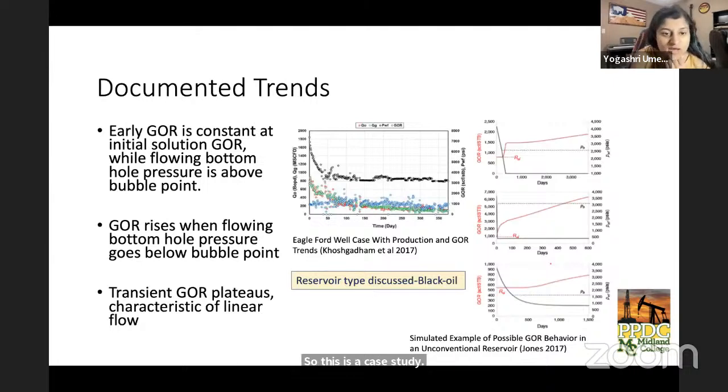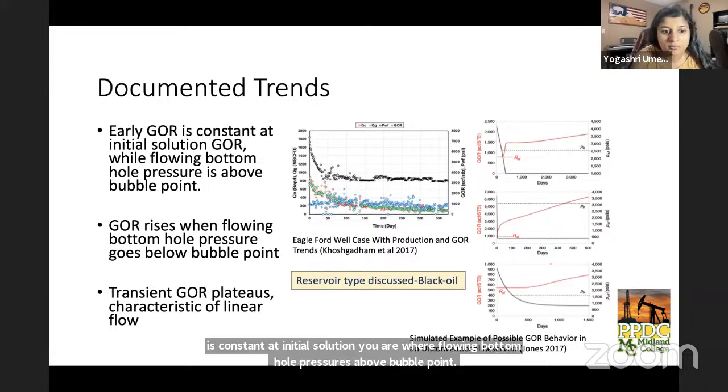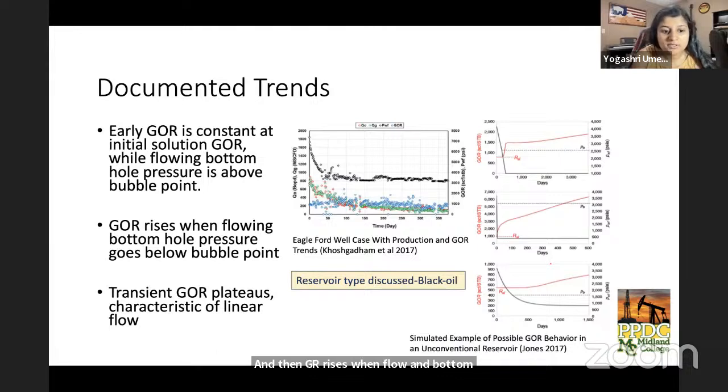And some documented trends. Early GOR in unconventional reservoirs is constant at initial solution GOR, where flowing bottom hole pressure is above bubble point. And then GOR rises when flowing bottom hole pressure goes below bubble point. Transient GOR plateaus, characteristic of linear flow.